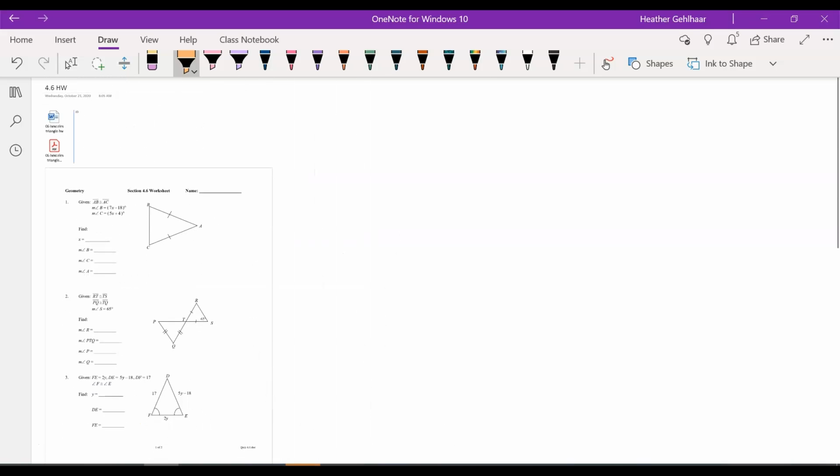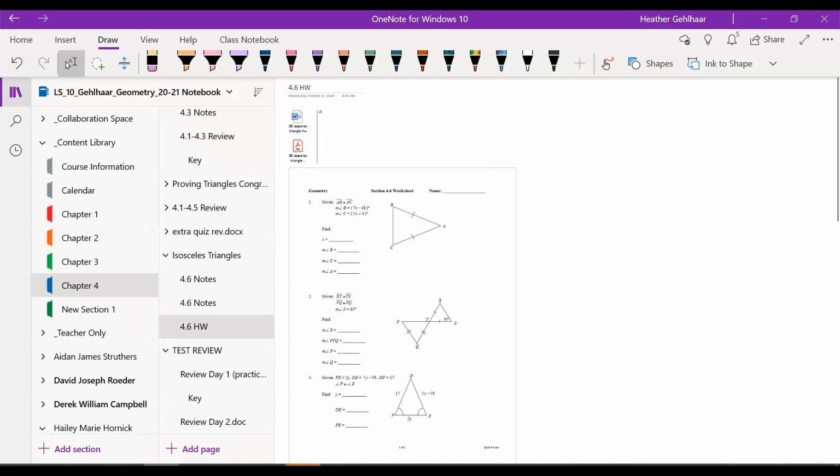Okay, as you see, there's no proofs on this homework, not too long. And this is the last lesson for the entire unit.